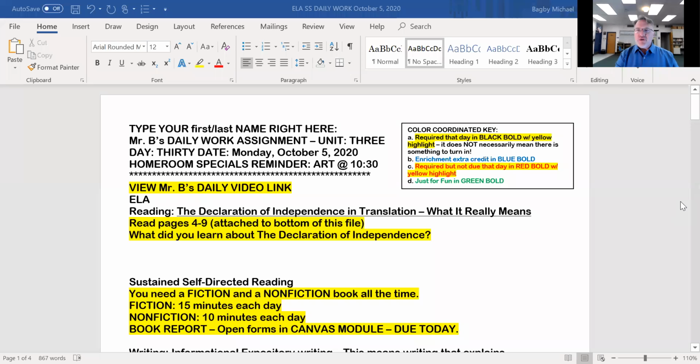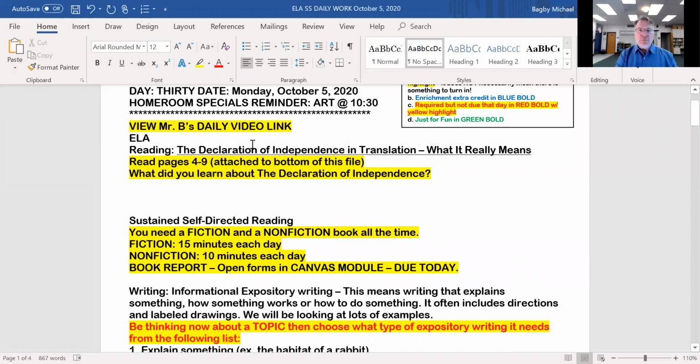And if you remember from last week, you were finishing up Unit 2. So we are now in Unit 3, Monday, October 5th, 2020, day number 30, the big 3-0. I shrunk down the color coordinated key and put it in a nice little tidy box right there. And we'll have the video link ready for you. That's what you're looking at right now.